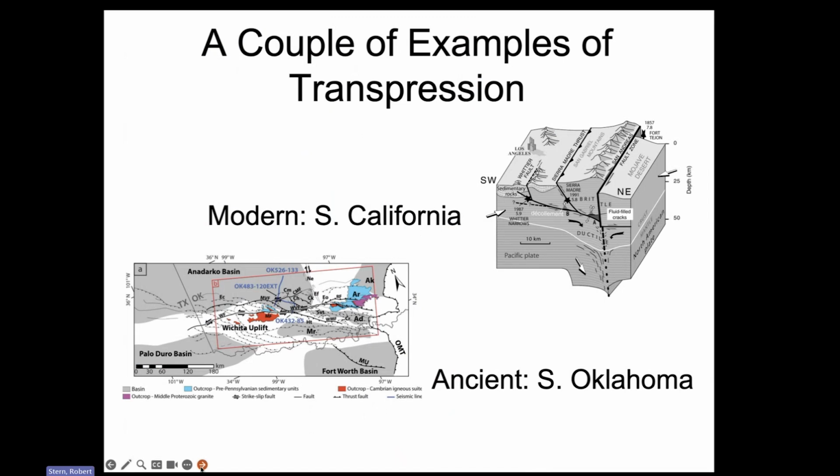All right, so here's a couple of examples of transpression. One of them would be modern Southern California. This is a block diagram, something very few geologists do well. And this is Southern Oklahoma, the Fort Worth Basin, Ouachita Front, the Wichita Mountains, Arbuckles, a little bit off of due north. We'll talk about these.